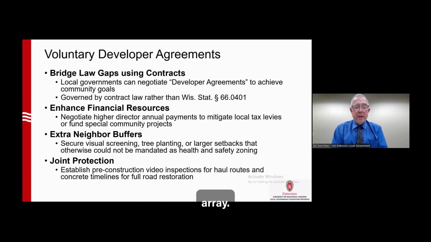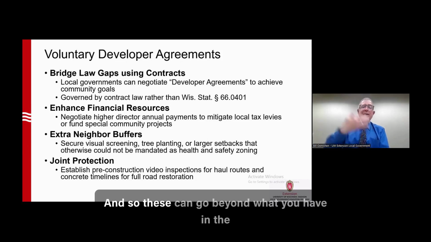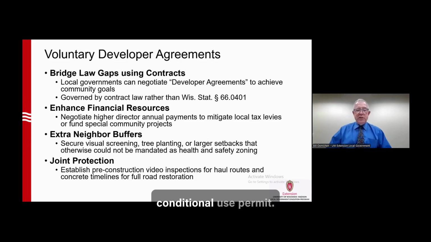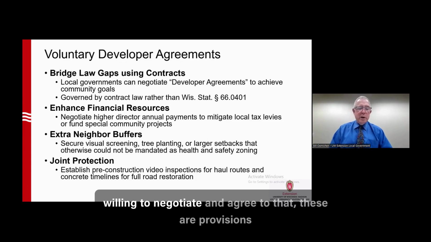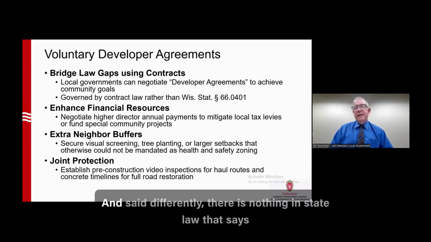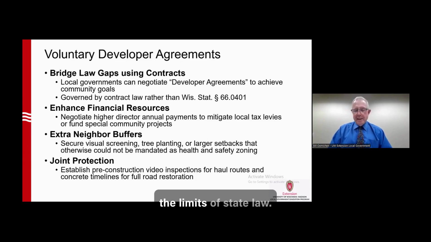Also, from a joint protection perspective, you can establish pre-construction video inspections for haul routes and include timelines for full road restoration. And so these can go beyond what you have in the conditional use permit. Once again, it's a contract, and as long as two parties are willing to negotiate and agree to that, these are provisions that can go beyond state law. Said differently, there is nothing in state law that says you cannot negotiate for something that goes outside the limits of state law.